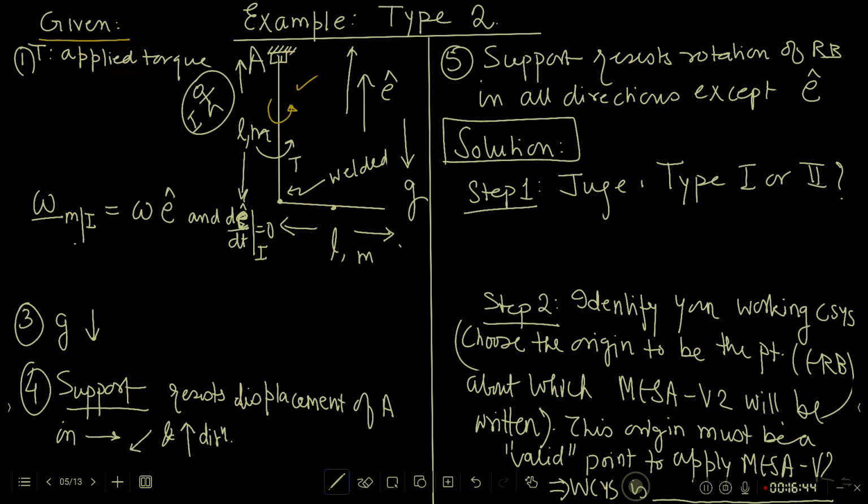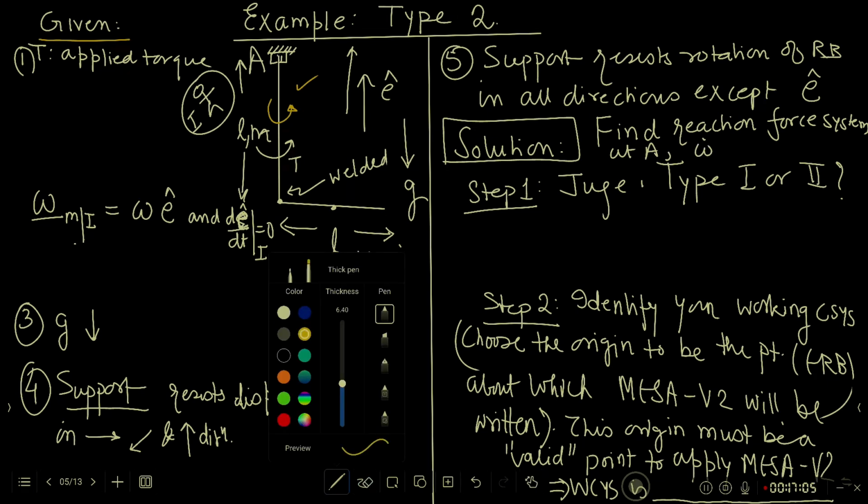What do we have to find? We have to find the action force system at A, and I also have to find omega dot. This is the problem statement.